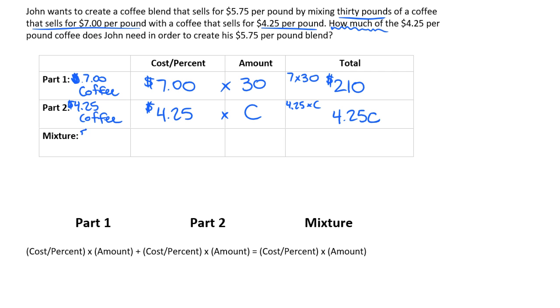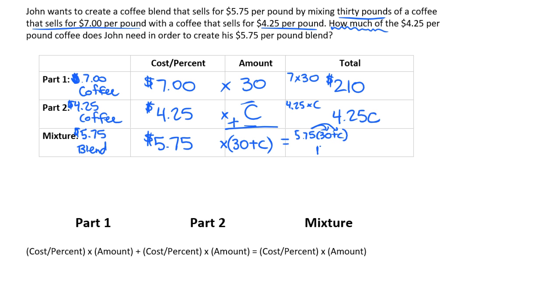Now our mixture is this $5.75 blend, and again the cost of that is $5.75. If we have 30 pounds here and C pounds here, we add these together and get 30 plus C. Because if we're putting in 30 pounds of our $7 coffee and C pounds of our $4.25 coffee, when we put them together into this blend, we have 30 pounds plus whatever we've added. Then we multiply across and get 5.75 times (30 plus C). Notice how I put the 30 plus C in parentheses, because the $5.75 needs to go to the 30 and to the C. So when we multiply that through, $5.75 times 30 is $172.50, plus 5.75C.